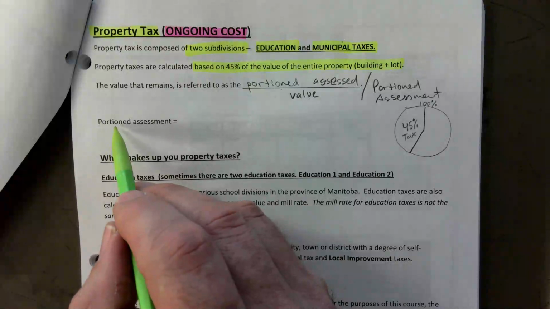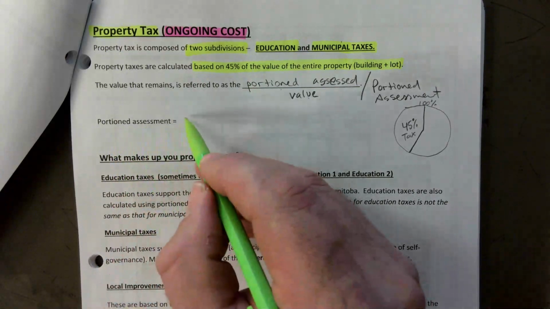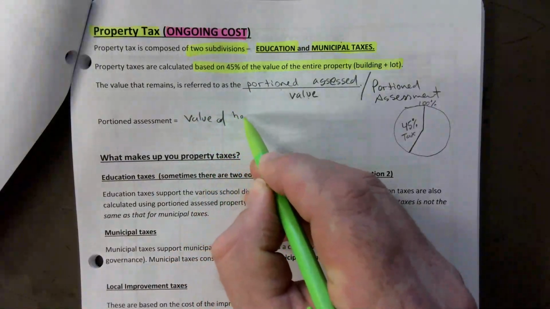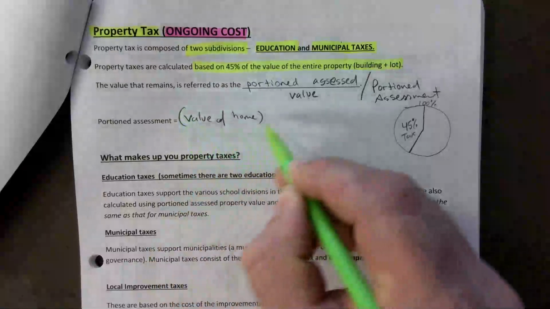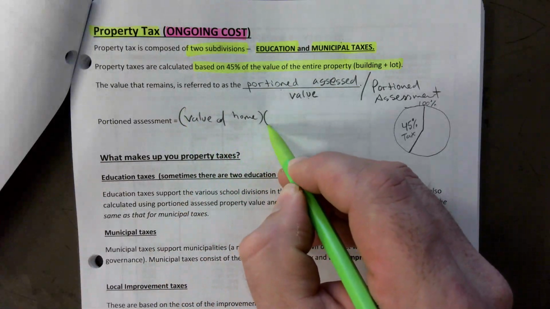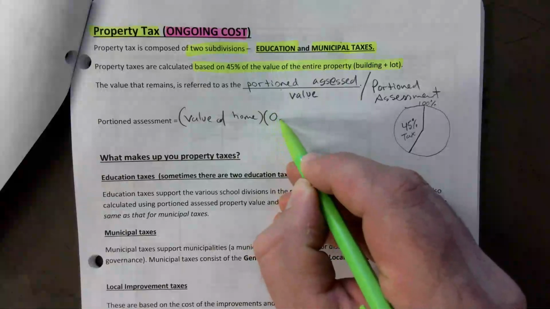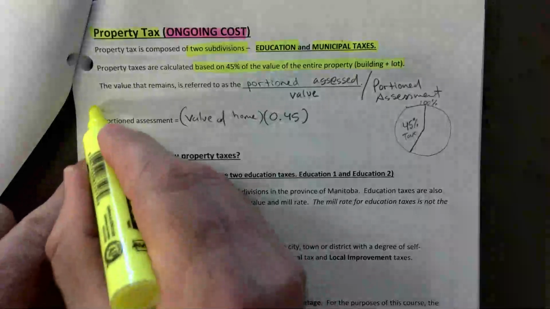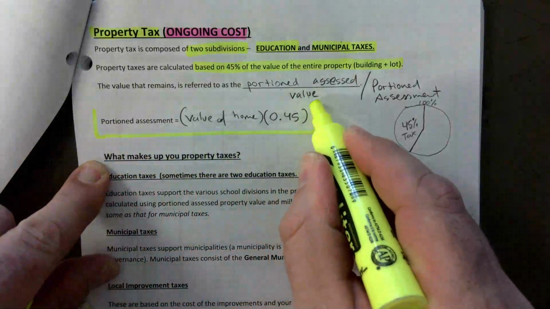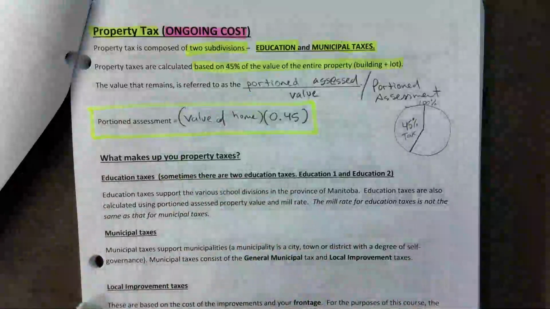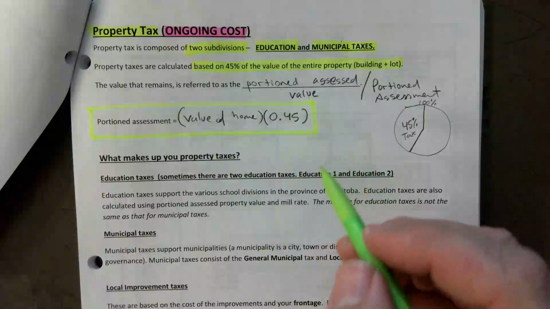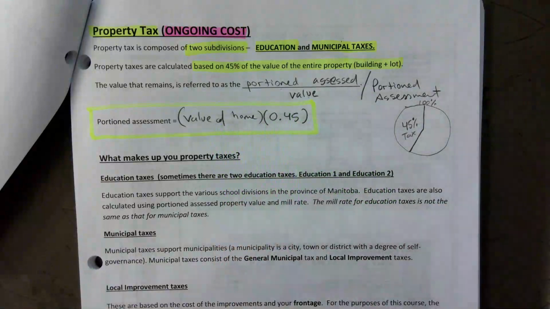So if you ever need to calculate the portioned assessment, you take the value of your home and you're going to multiply it by, what's 45% as a decimal? 0.45. That is worth boxing in. The value of the home times 0.45. That's what it is.